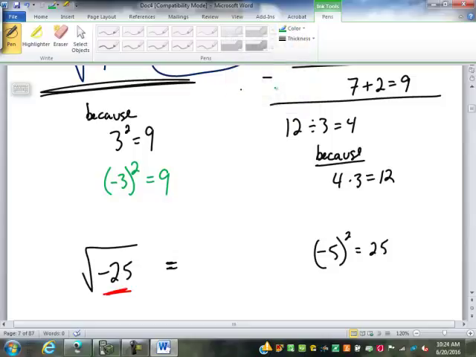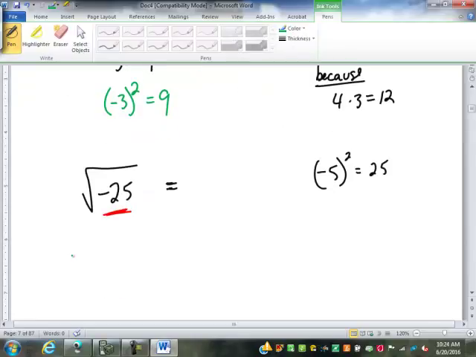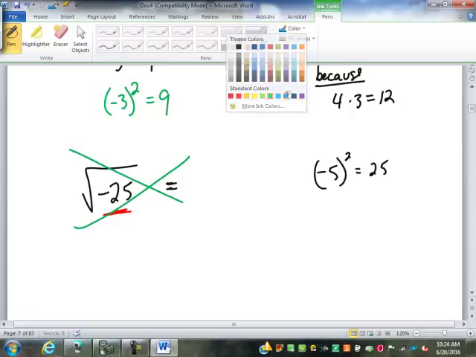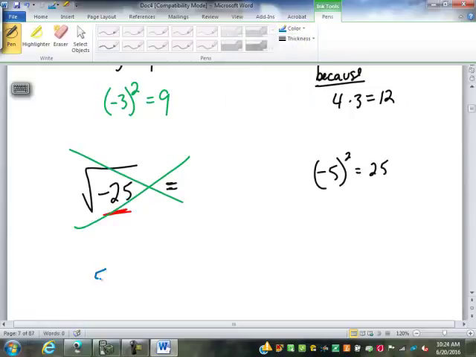Okay, so you cannot square root a negative. Can't be done. What does that symbol mean, of course? 5 to the third power, which means it's 3 of those 5s multiplied together. So 5 times 5 is 25 times another 5 is 125.